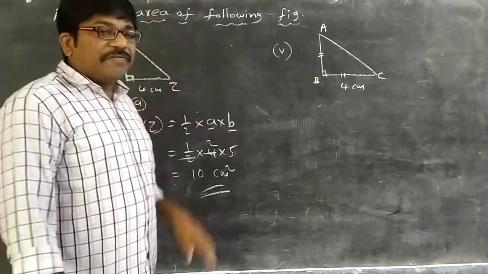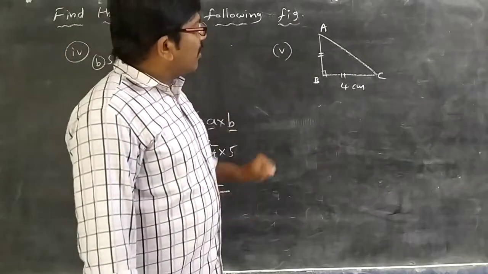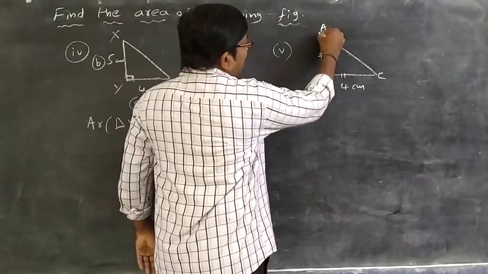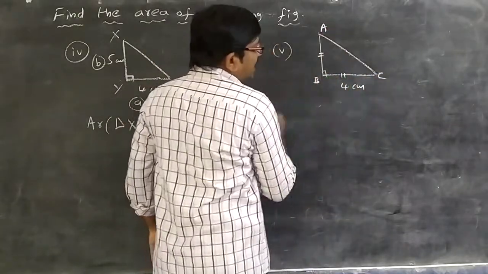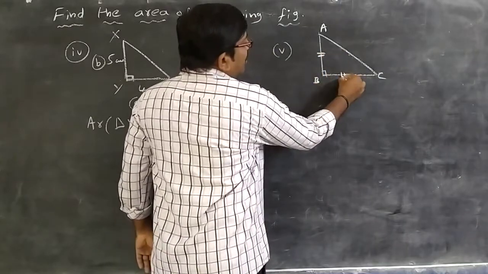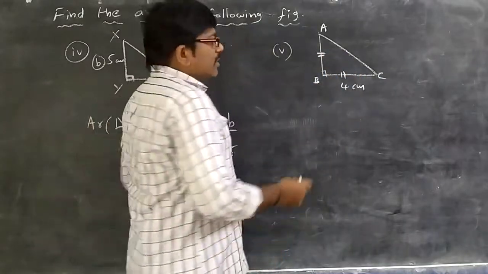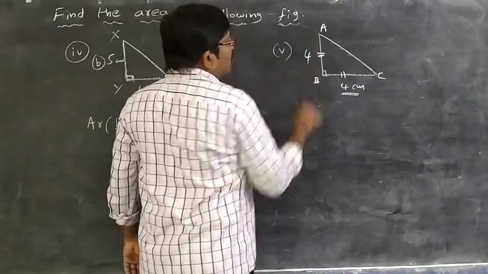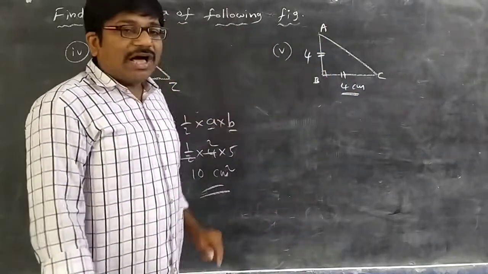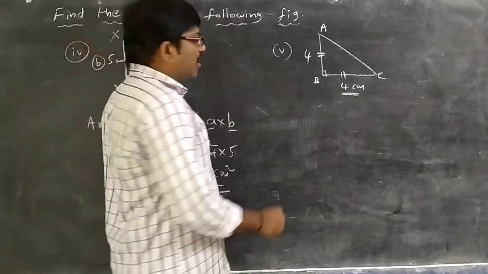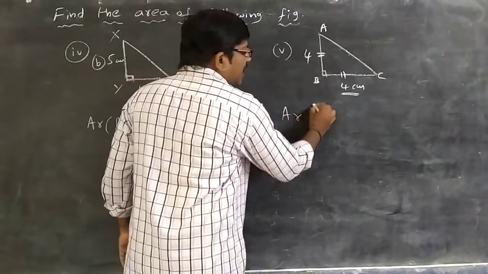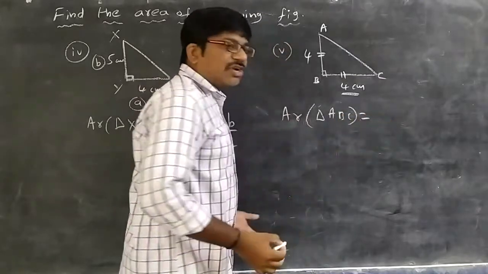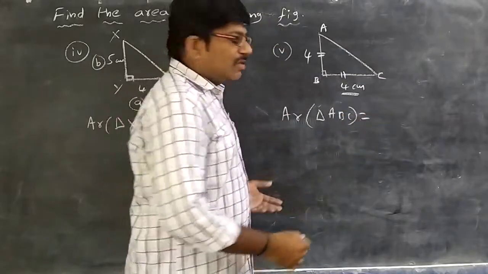So next, go for the fifth problem. Area of triangle ABC. So by observing this, here AB and BC are equal sides. So this symbol denotes equal. So it is 4 centimeters, which means this is also 4 centimeters. It is an isosceles right angle triangle. Area of an isosceles right angle triangle. So what is the formula?